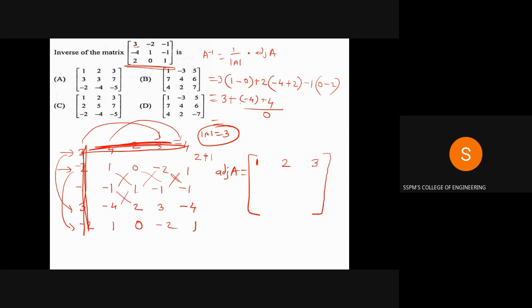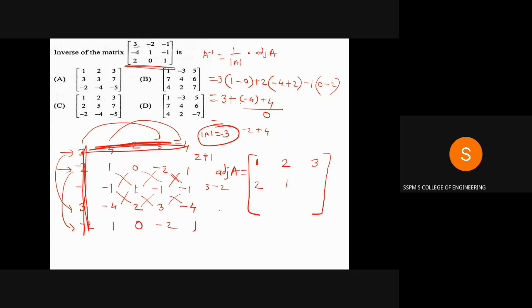Then for second row, minus 1 into 2, what is minus 1 into 2? Minus 1 into 2 is minus 2, minus 4 into 1 it is minus 4, that is plus 4, that is 4 minus 2 is equal to 2. Now for second element, 1 into 3 it is 3, and minus 1 into 2 is equal to minus 2, that is 3 minus 2 is equal to 1.